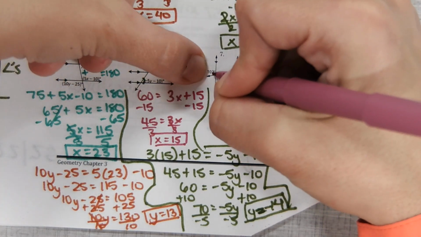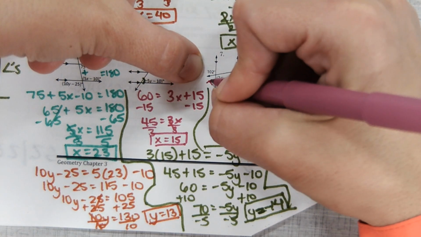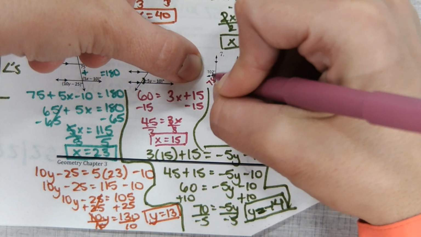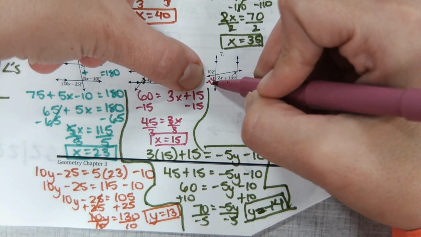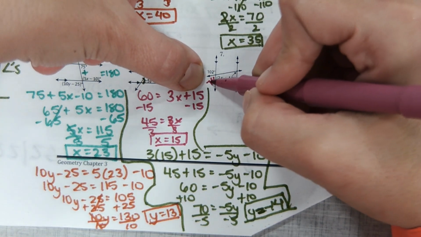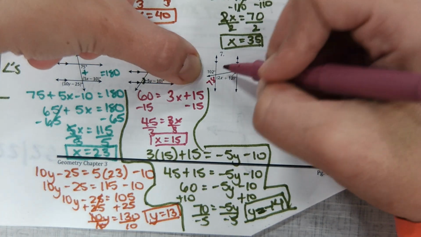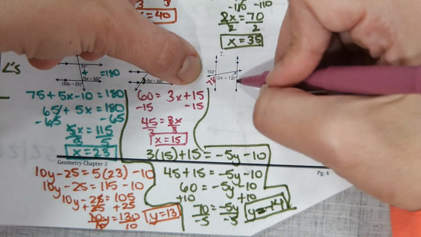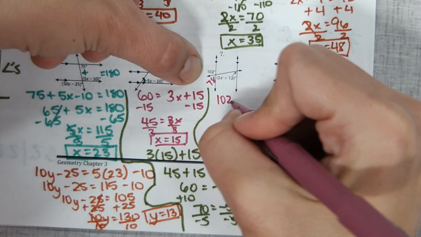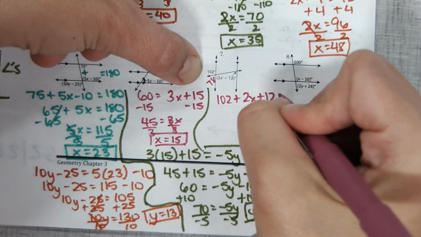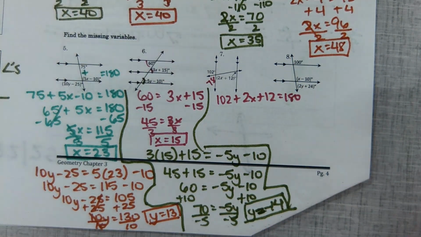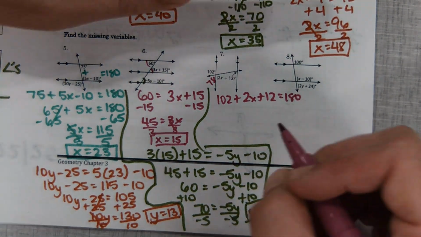We could also say, okay, this is 102, then this angle is 78, because these have to be supplementary, and then corresponding angles are equal, so this equals this angle. Or these are supplementary, so we could just do 102 plus 2x plus 12 equals 180 and solve it that way. This depends on your preference. For a lot of these, there's more than one way to figure it out.